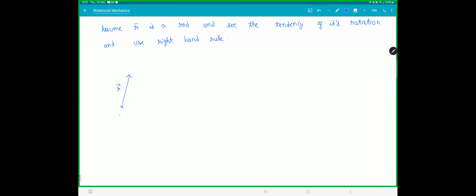And if this is R bar, this is your axis, and if this is V bar. Now you tell me, if R bar is a rod, which way will it go? Right side or left side? You can see and tell, right? It will go to the right side. What direction is this? Clockwise. So the direction is minus k cap.